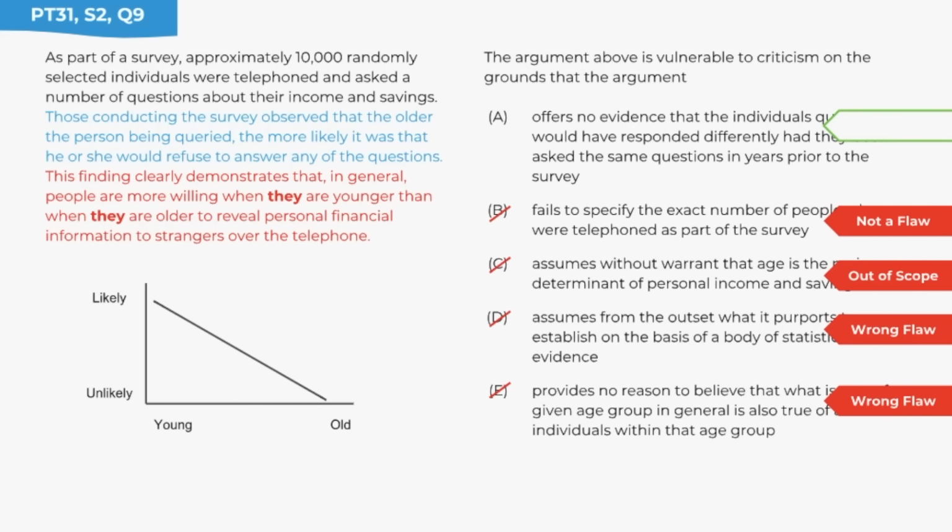It offers no evidence that the individuals queried would have responded differently had they been asked the same questions in years prior to the survey, meaning there's no way based off of the evidence to know that the people would have responded differently previously. So we can't compare an individual to themselves in a previous time period, which is what the conclusion is trying to do, when all we have is information about different individuals at a given point in time. So answer choice A is correct. If you picked that, great. Congratulations.